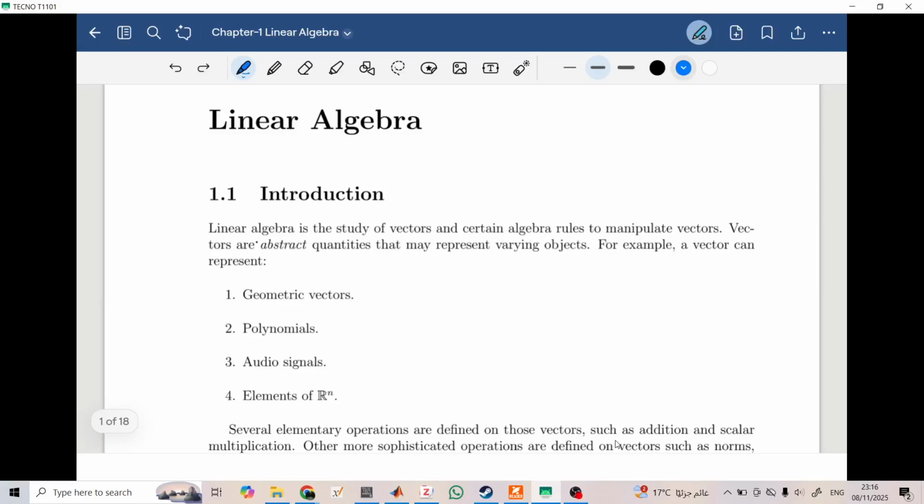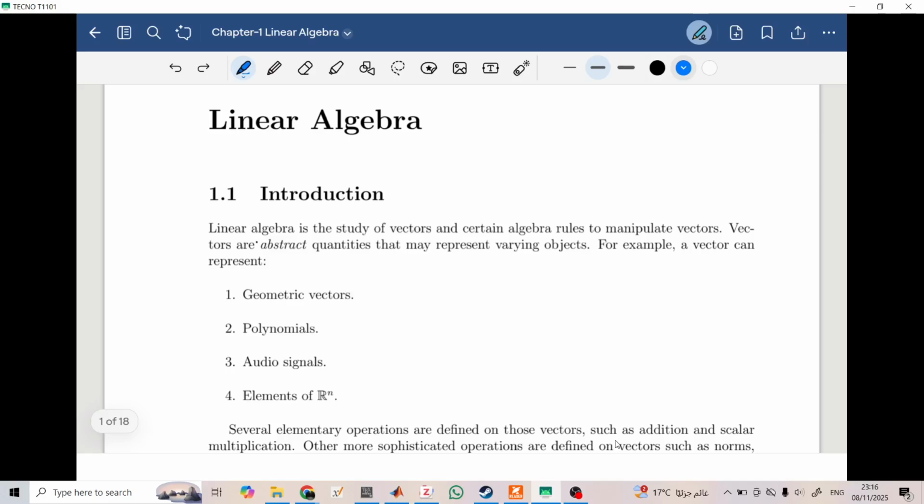Today, God willing, we will talk about linear algebra. First, we'll discuss an introduction to linear algebra in its abstract form.